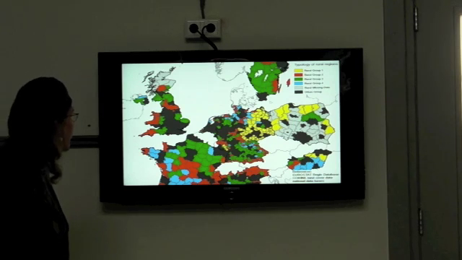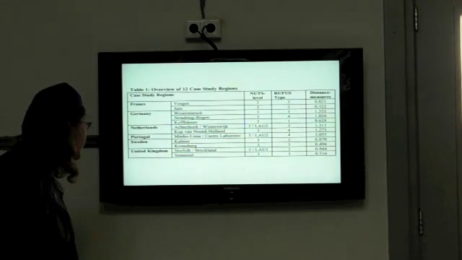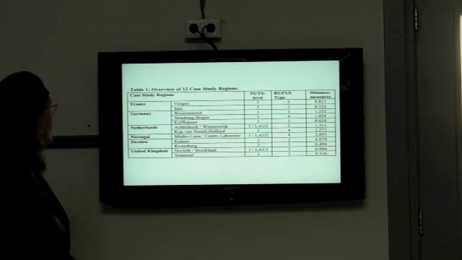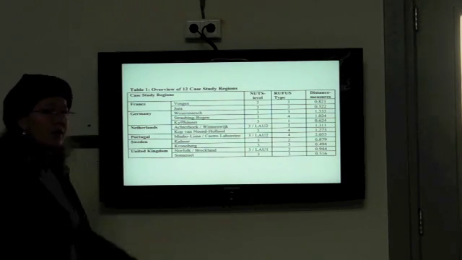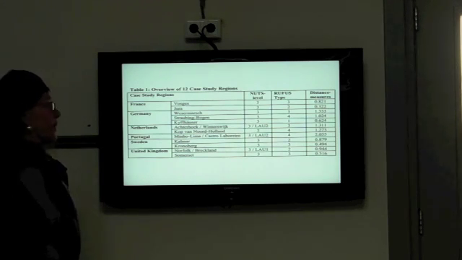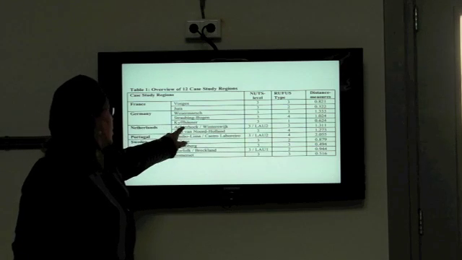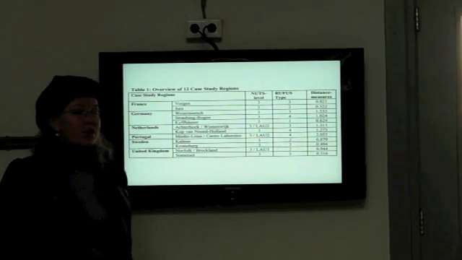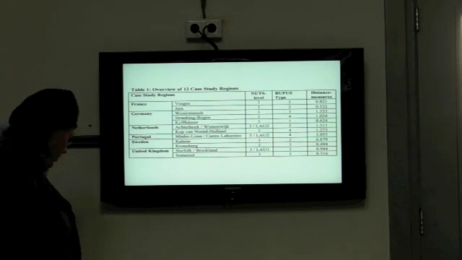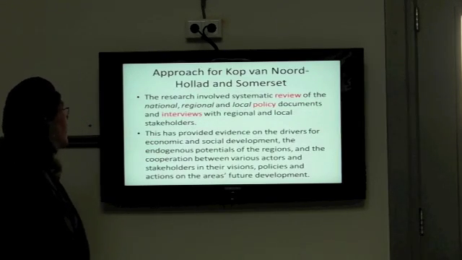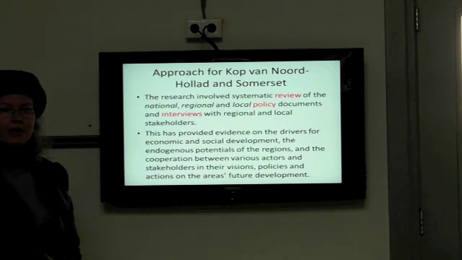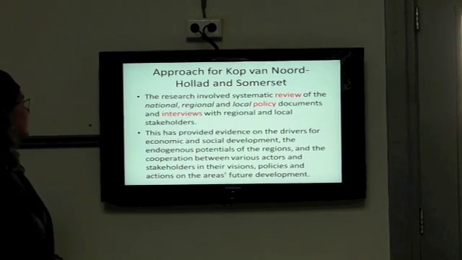Here you see the different types of areas, all the case studies. In total it was 12 case studies, so we get representatives from all four types. At the very end we added Kyffhäuser in Germany. We are going to show the results from Kop van Noord-Holland and Somerset, and look at them.